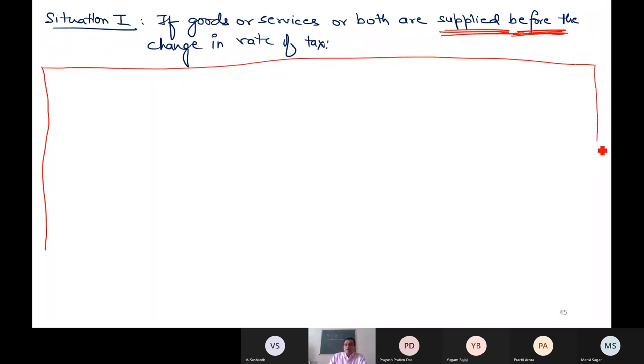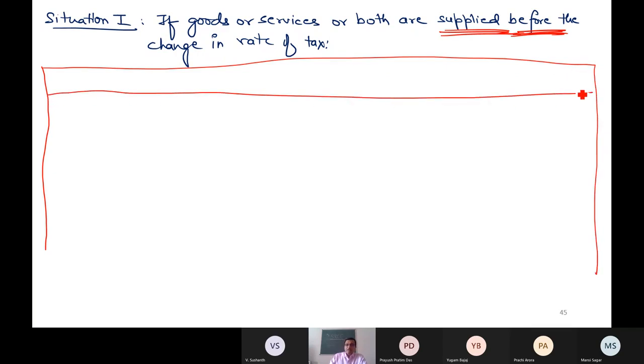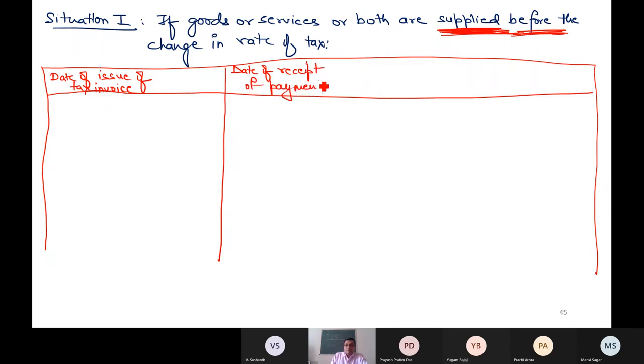there are three different dates which are relevant only: date of issue of tax invoice, date of payment, that's it. Because supply date is available here. So now for this you need to learn the table. Date of issue of invoice, tax invoice. Date of receipt of payment. Time of supply.